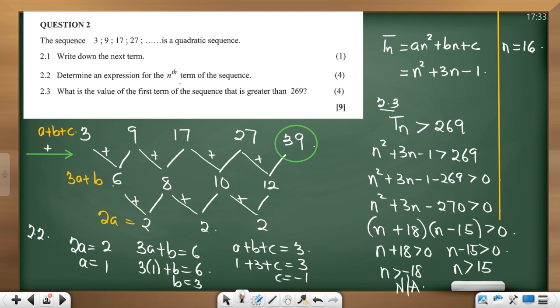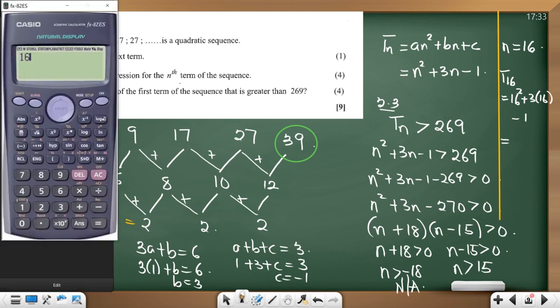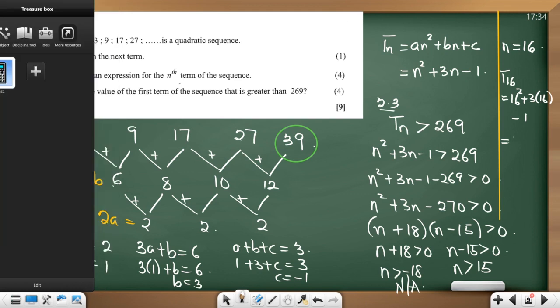Interpret the answer. n should be greater than 15. The first integer after 15 is 16. So it is the 16th term. But the examiner says, what is the value? So we need to calculate T16. And T16 will be 16 squared plus 3 times 16 minus 1. That needs to be done. I'm just squeezing that in because that's the question on this page. And I hope it makes 16 because n has to be greater. So we look for 303.